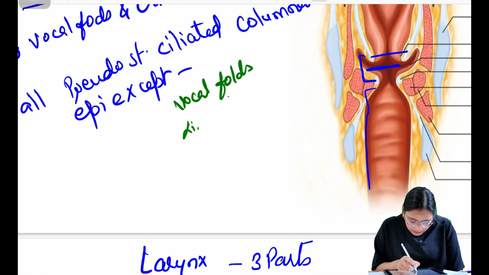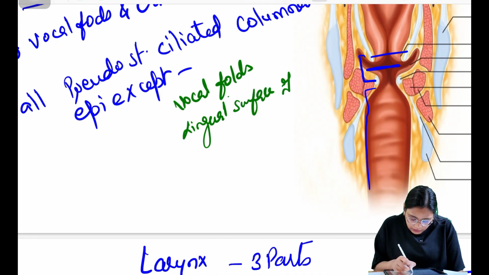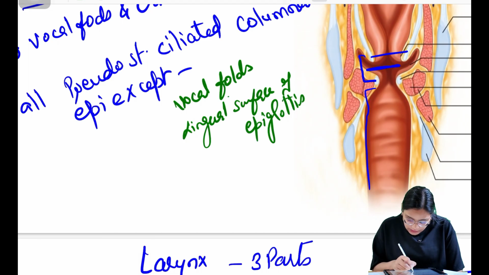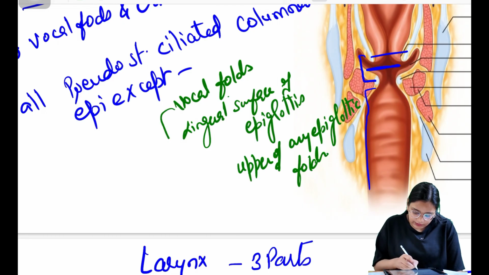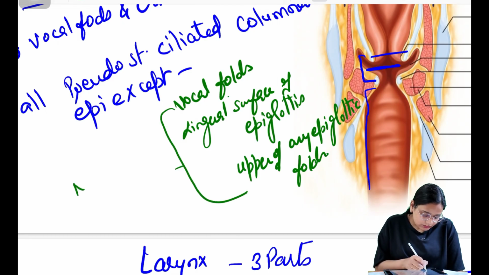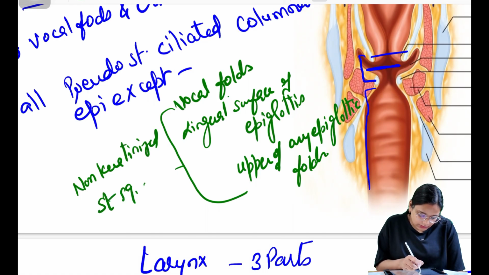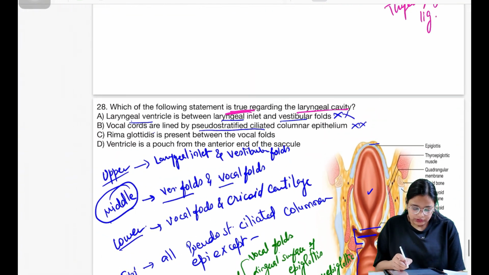Lingual surface of epiglottis and upper part of aryepiglottic folds. Okay, all these three are lined by non-keratinized stratified squamous epithelium. So second option is also incorrect.